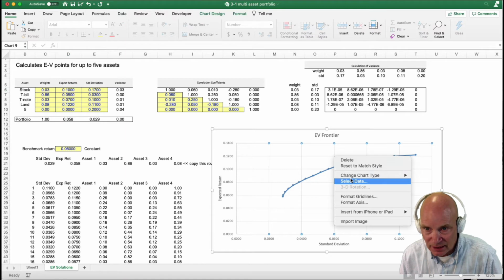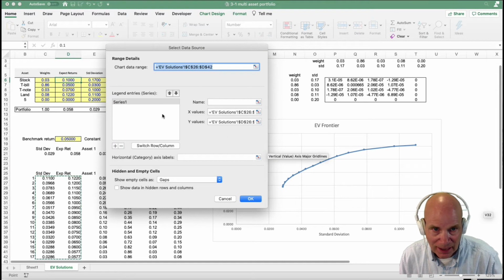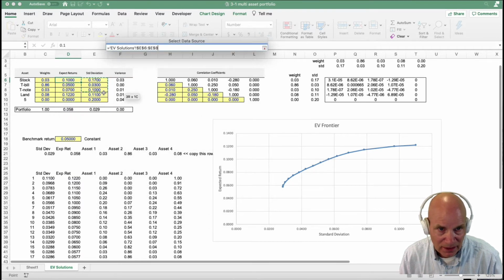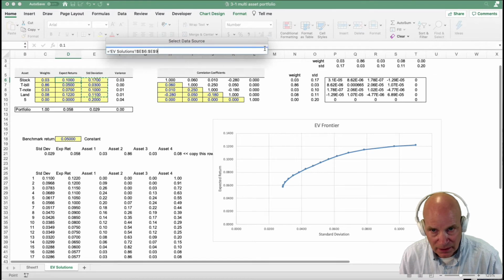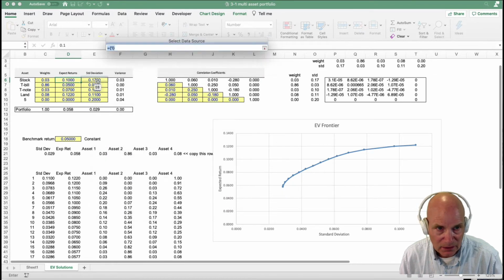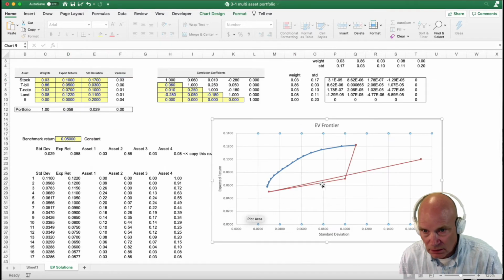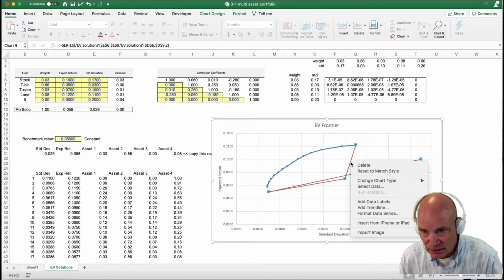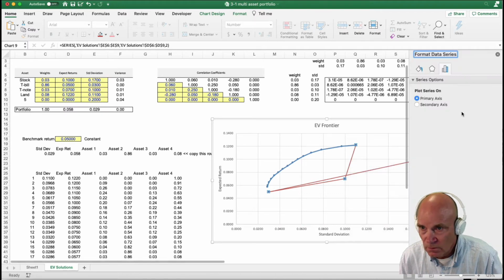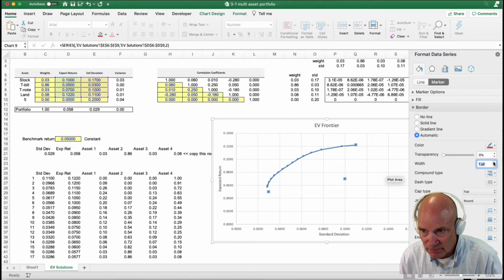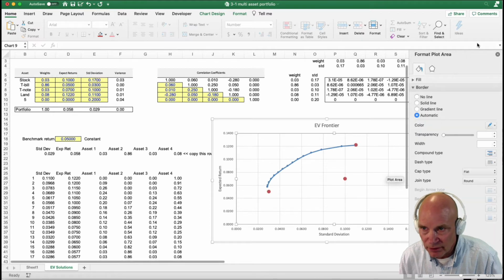Let's just add data. I'm going to select data and add another column. The x-axis is going to be the standard deviation, and our y-axis values are going to be the expected returns. There we go. Take out the line because the line doesn't mean anything. No line. And I'm going to make the marker just a little bigger so we can see it better. All right, there's our 4 points.